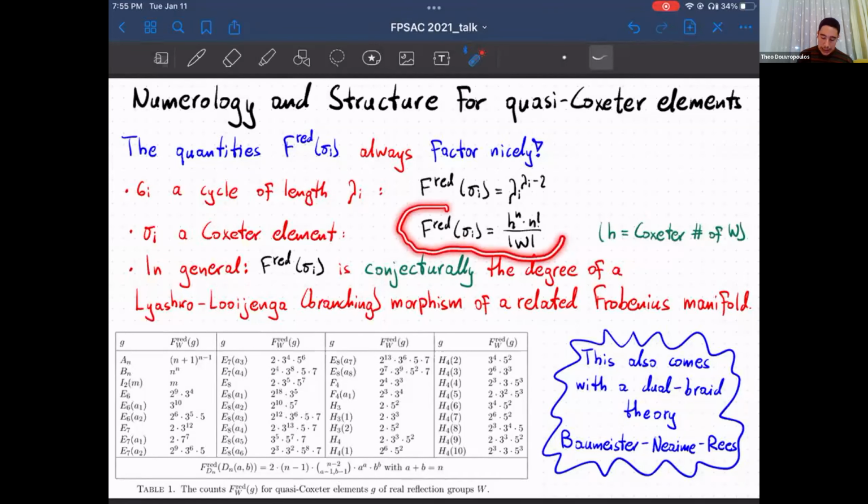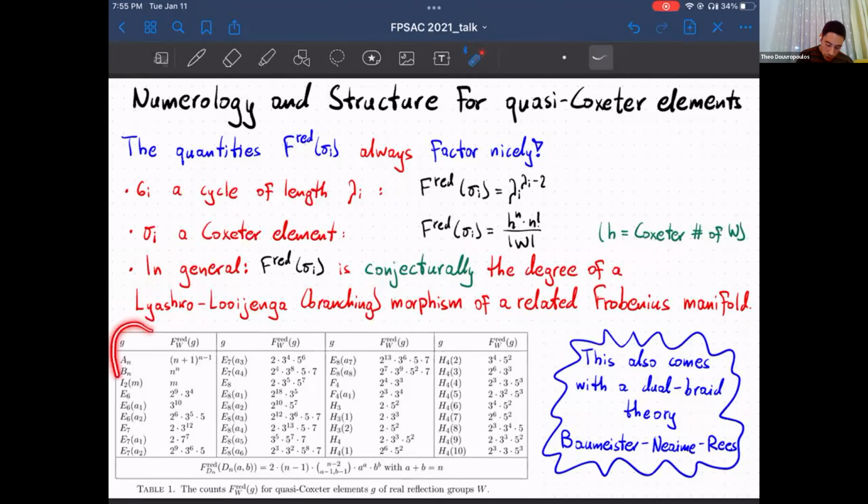So for Coxeter elements or parabolic Coxeter elements, this is a known formula that goes back to Deligne and Arnold, and eventually was advertised more by Chapoton and others. It has to do with the number of maximal chains in the non-crossing lattice. It is this interesting chain number, h to the n times n factorial over the size of W. h is the Coxeter number of the group.